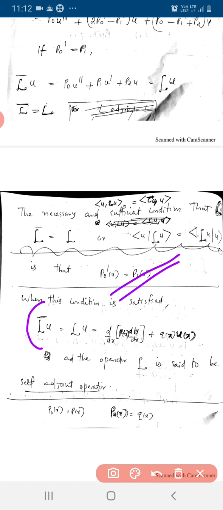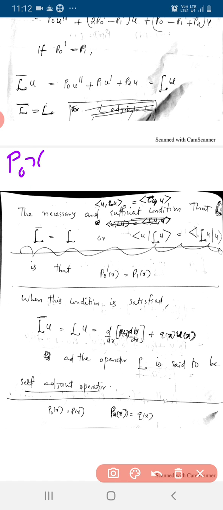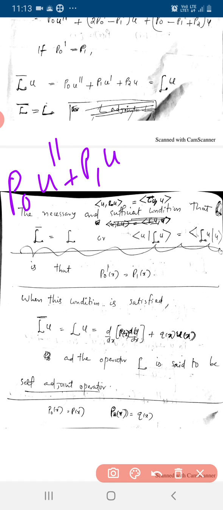the L adjoint U is equal to LU, that is d by dx of P of x du by dx plus Q of x U of x, because our original equation is this. What is the original equation? P0 of x, U double prime plus P1 U prime plus P2 U equal to 0.